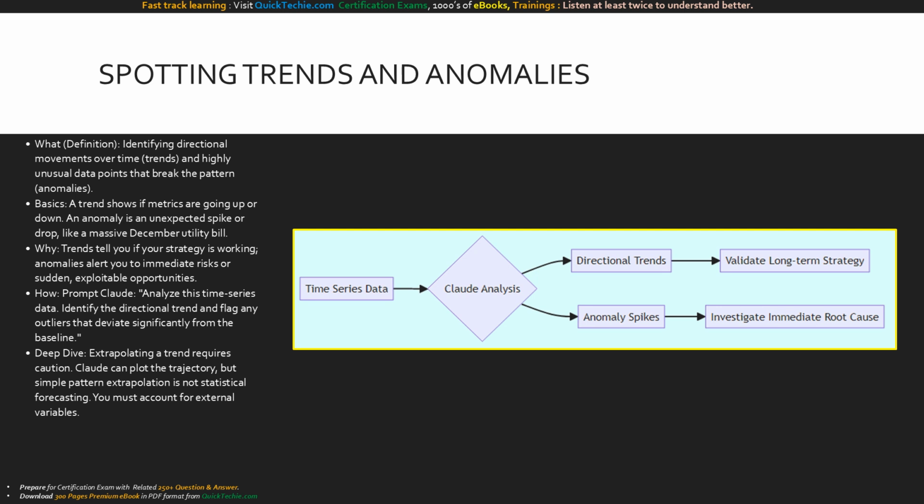Claude can map the historical pattern flawlessly, but you must apply human context to realize if a seasonal factor is driving that spike. Look at how time series data is divided here. As the data passes through Claude's analysis, it isolates directional trends on the top path and anomaly spikes on the bottom. The trend path leads you to validate long-term strategy. The anomaly path demands that you investigate the immediate root cause. Claude separates the slow shifts from the sudden shocks.